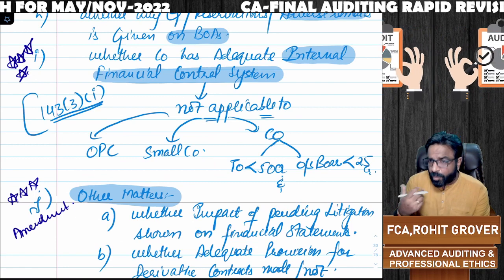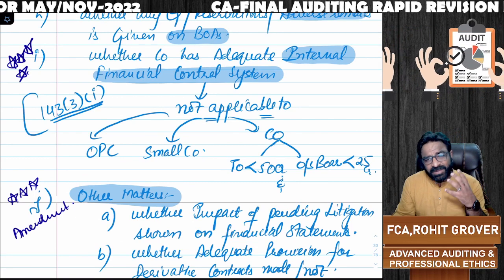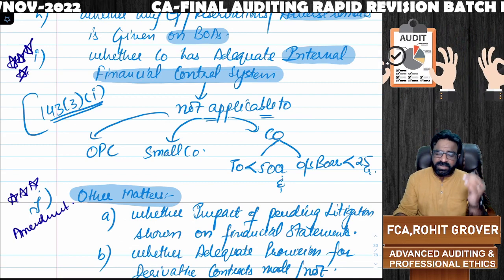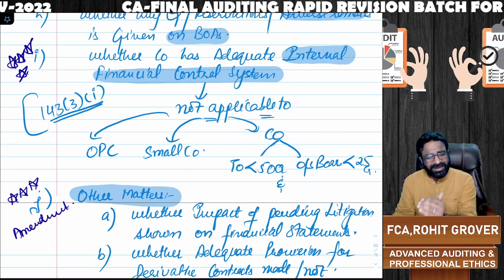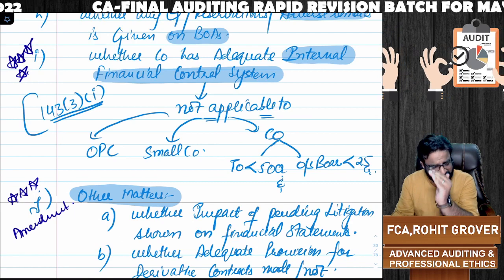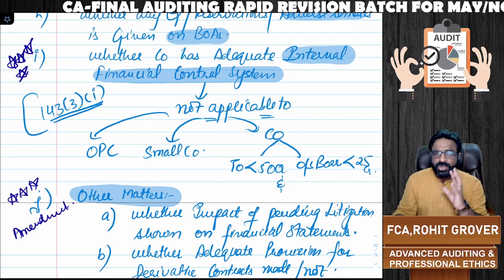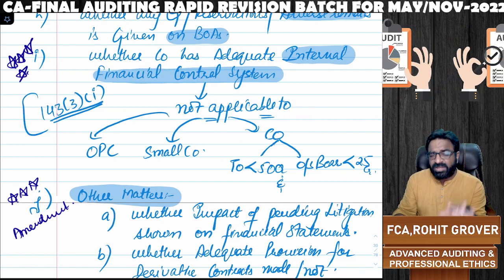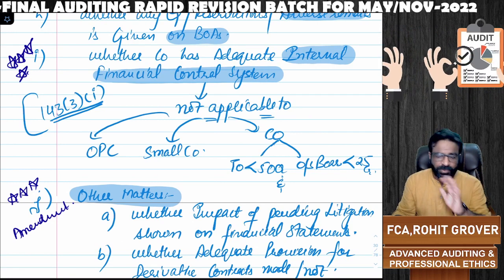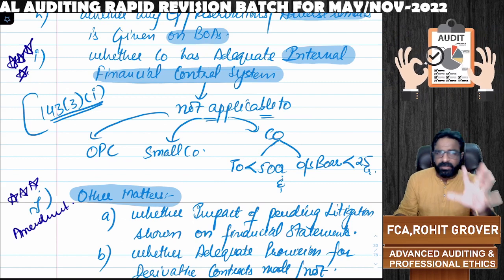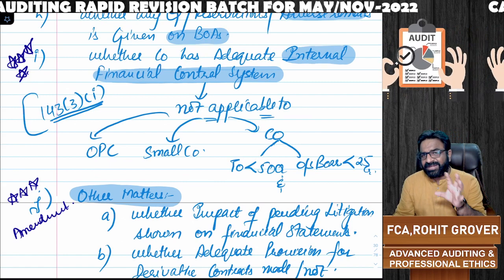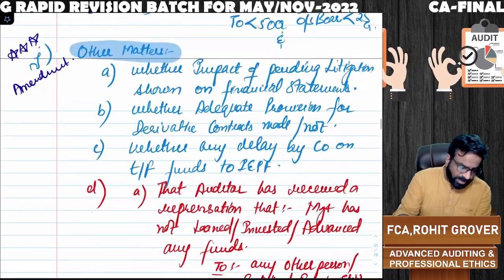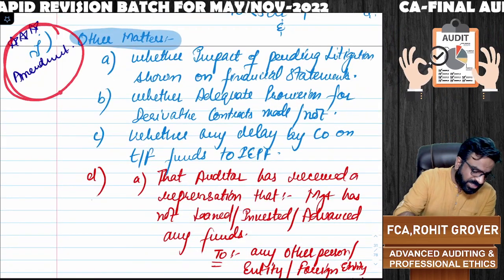So if you are an auditor of an OPC, if you are an auditor of a small company, or if you are an auditor of a company whose turnover is less than 50 crores and outstanding borrowings are less than 25 crores, you need not report on this clause, that is 143 subsection 3 clause I, in your auditor's report. Other than this, in every company you have to report whether the company has an adequate internal financial control system or not. Now the amendment has come in the J clause.